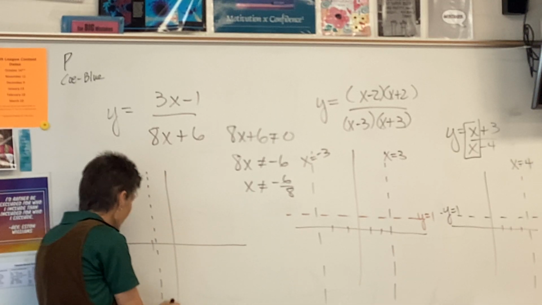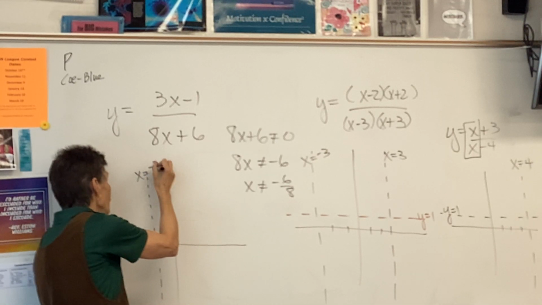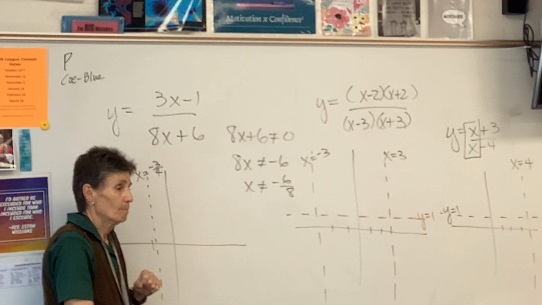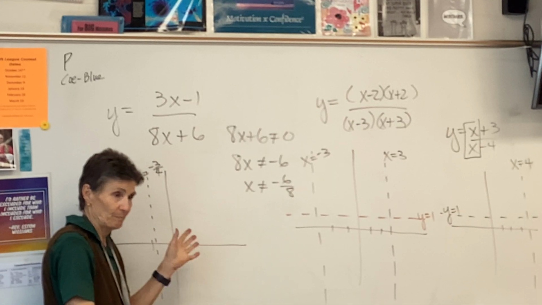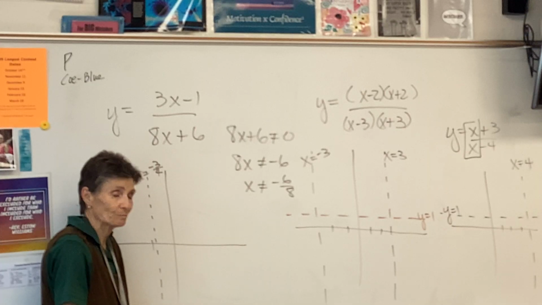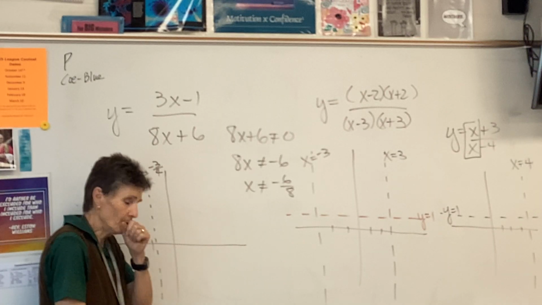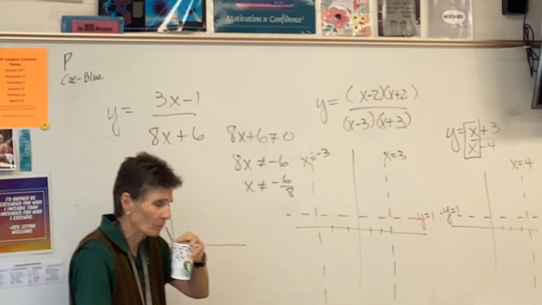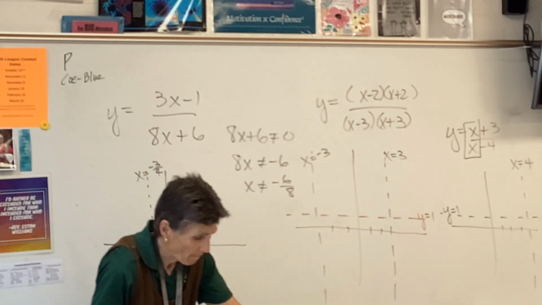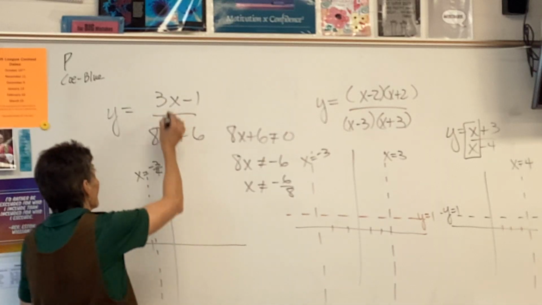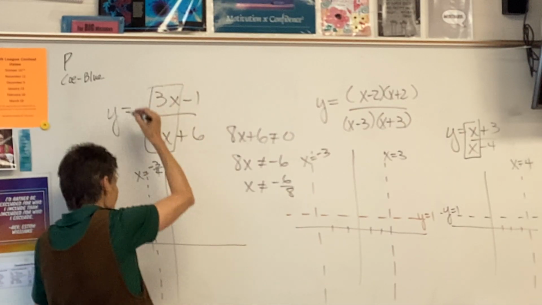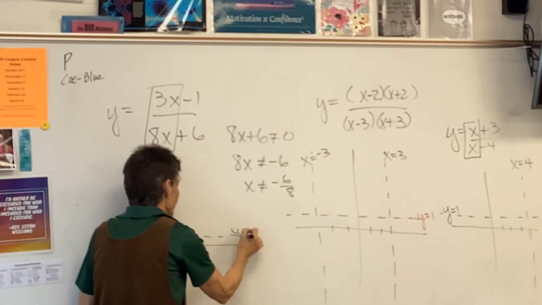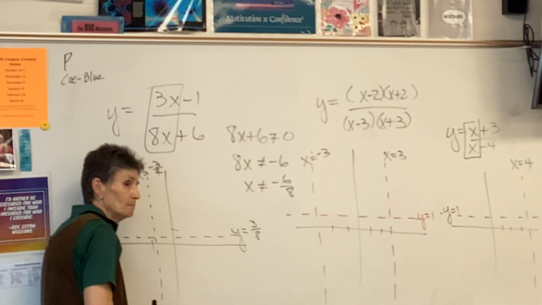x equals negative 3/4. Between 0 and negative 1, drop in an asymptote. Now what about your horizontal, I'm sorry, your horizontal? Would it be 3 over 8? Mm-hmm. It absolutely would be y equals 3/8.